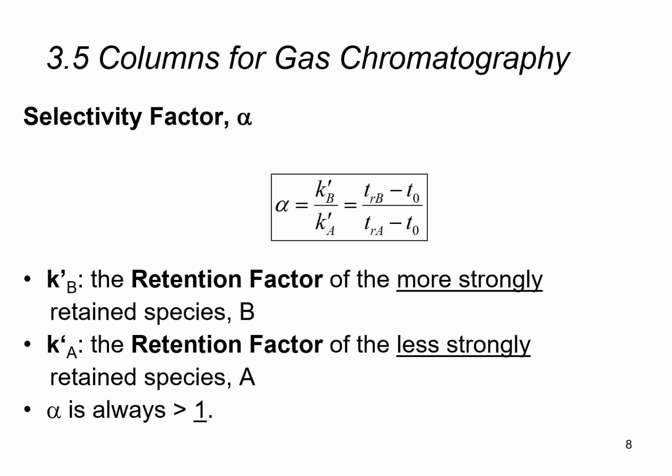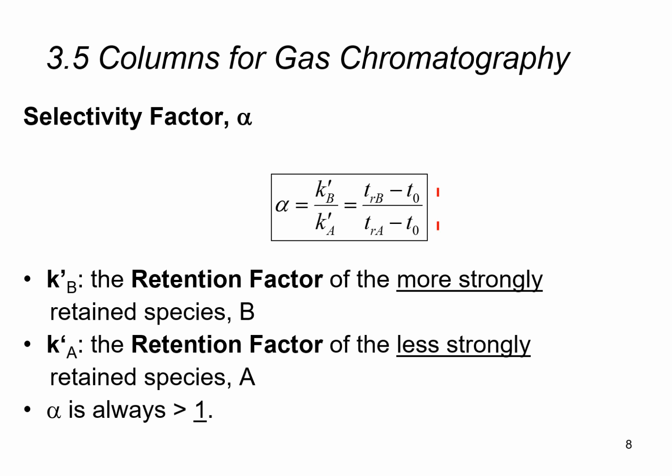Now the second is the selectivity factor. The selectivity factor of a column indicates the ability of the column to differentiate between two compounds, namely B and A. So this is the ratio of the k primes of two adjacent peaks. So for example, we have a peak B and a peak A. If we take the k prime of the peak B divided by the k prime of the peak A, that will give us the selectivity factor.